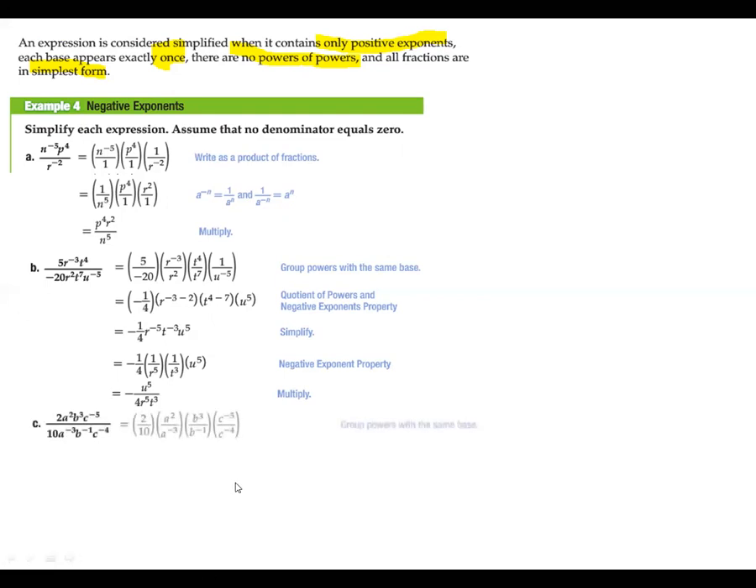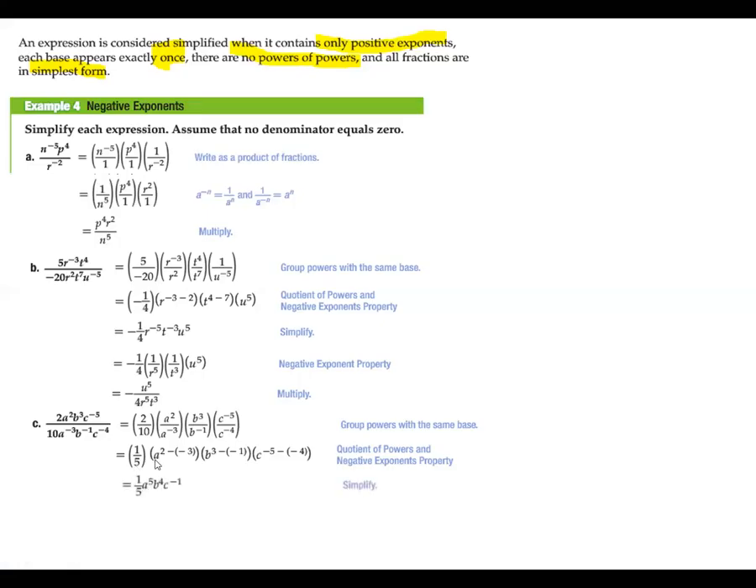So let's group powers with the same base and the coefficients. So it's 2 over 10, a squared over a to the negative 3, b cubed over b to the negative 1, c to the negative 5th over c to the negative 4th. All right, simplify your fraction, so it's 1/5, and then subtract exponents. So a to the 2 minus negative 3, b to the 3 minus negative 1, c to the negative fifth minus negative 4. See how your understanding of subtracting integers is going to be very helpful here.